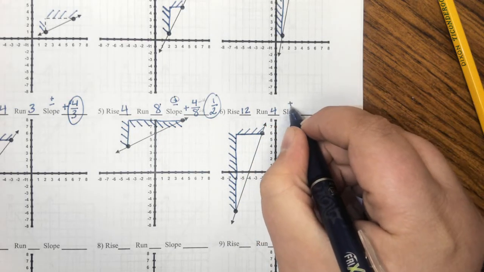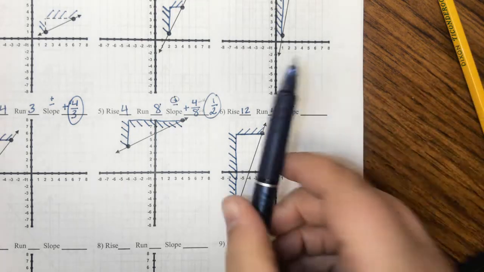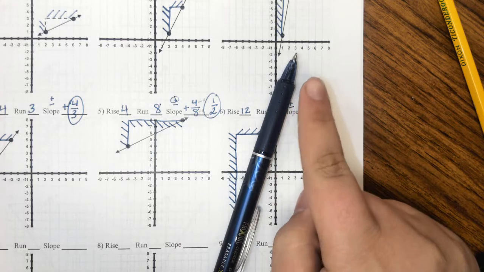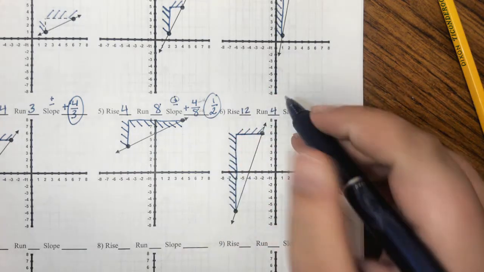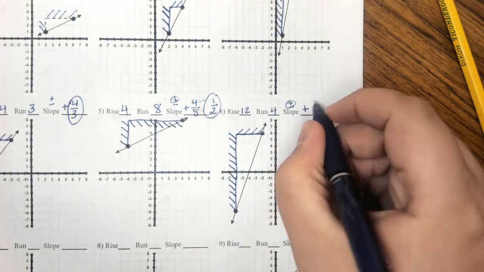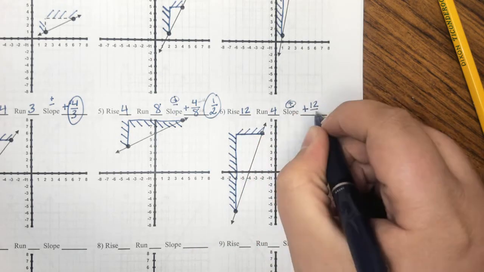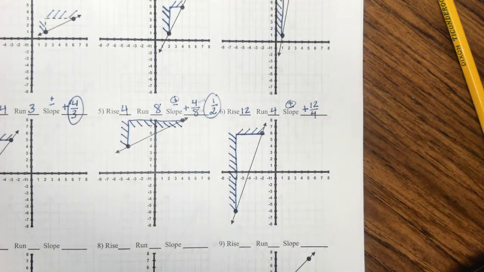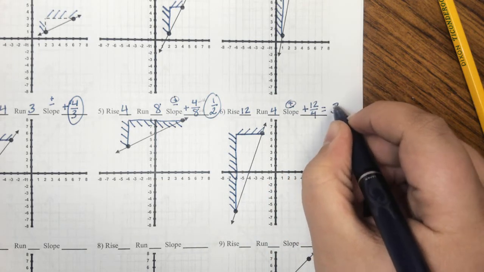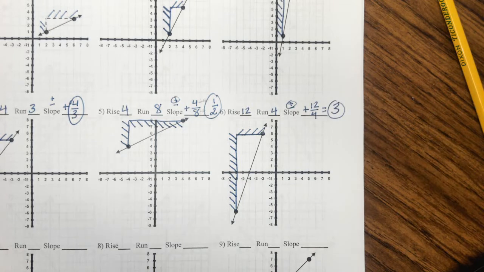Slope has to be positive or negative or undefined or 0. From left to right, this line goes up, so I'm picking positive. Rise is 12 over run is 4. 12 over 4 is the same as 3. So the slope is positive 3.